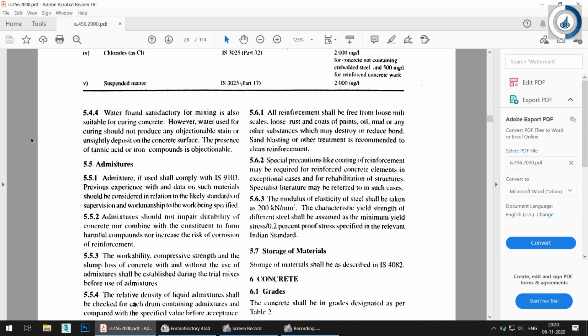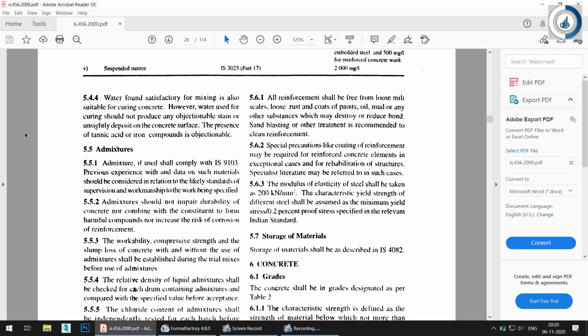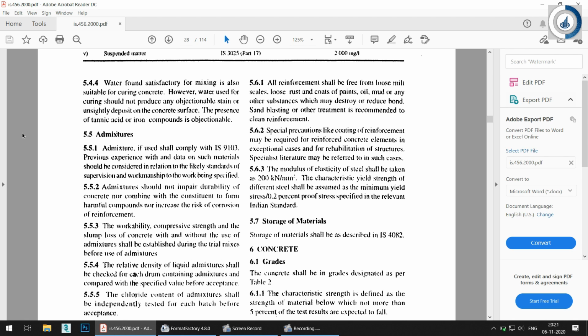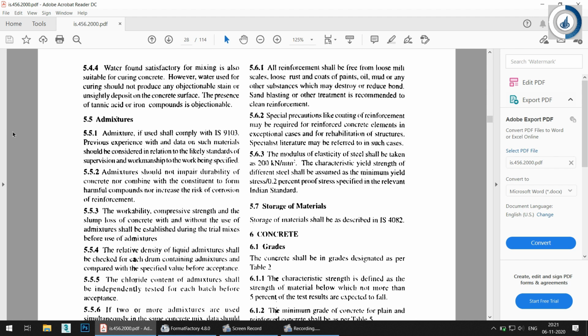Then the next point, 5.5, is for admixtures. It should comply with IS 9103. Previous experience and data on such material, if available, should be considered. Then admixture should not impair durability of concrete. So it should not have an adverse effect on your concrete and constitute to form harmful compounds after mixing with the concrete. The workability, compressive strength and slump loss of concrete with and without the use of admixtures shall be established during trial mixes before use of admixtures.